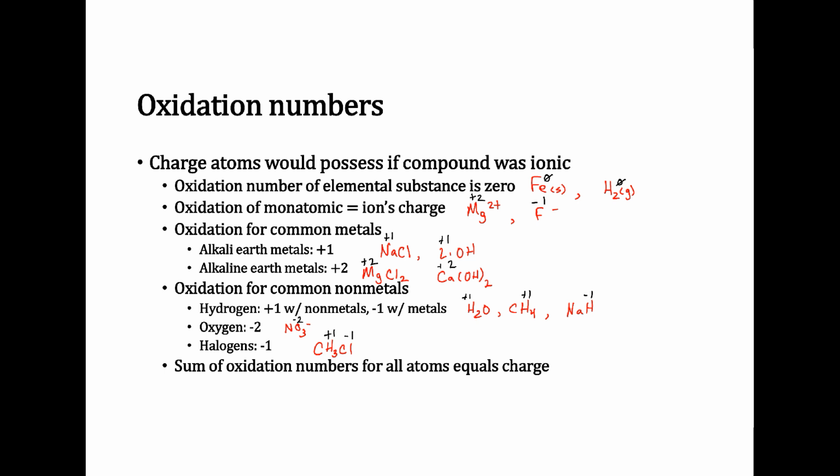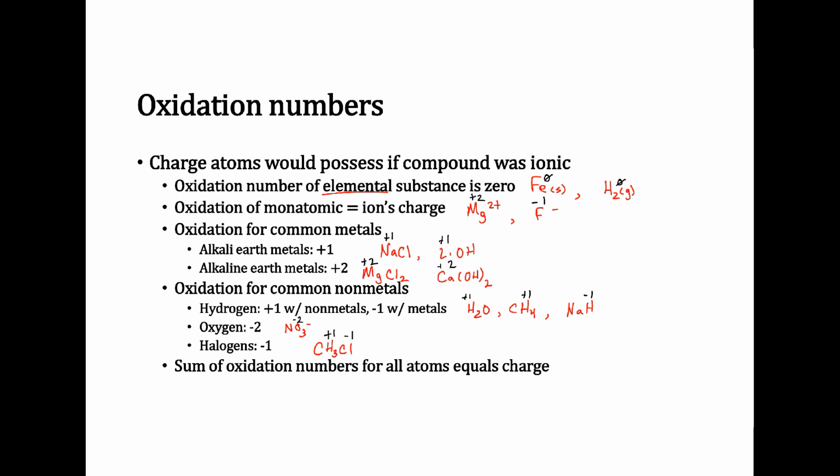As we look at oxidation numbers of elemental substances, I've listed iron and hydrogen. Iron exists as a solid, as a monatomic, and hydrogen exists as a homonuclear diatomic. Both of these are in their elemental phase, so they have an oxidation number of 0.